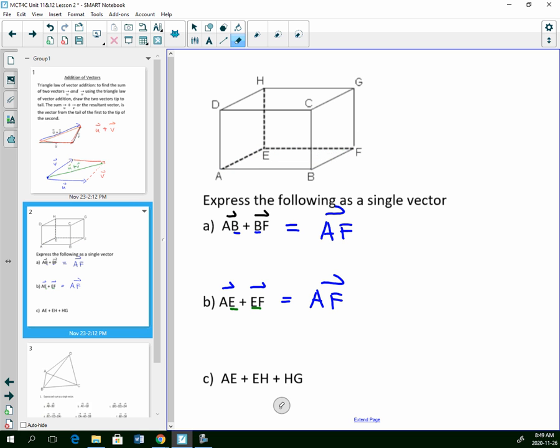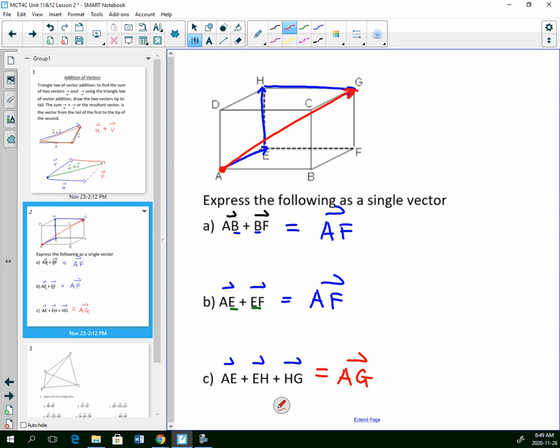Okay, let's erase this. Now we have A to E. So we could add 3 vectors, right? It doesn't have to be just 2. We could add 3 and look at the resultant. So here we're adding A to E, and then the tip of that goes to the tail of E to H, and then the tip of that goes to the tail of H to G. And so the resultant is the starting point and the ending point. Right, so that's where we started at A and we ended at G. And then we did tip to tail all the way through. And so our resultant is A to G.